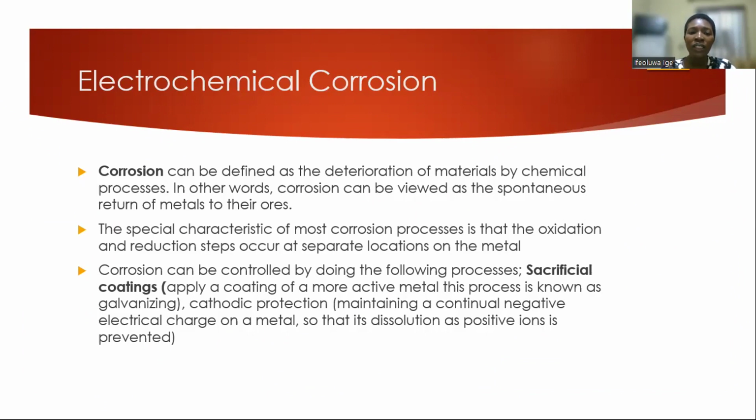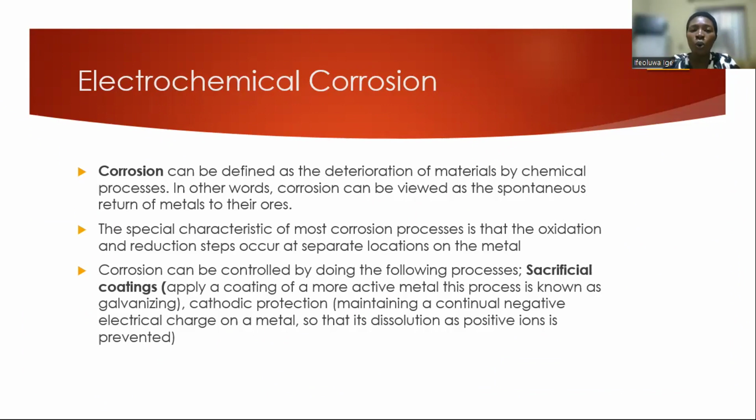The special characteristic of most corrosion processes is that the oxidation and reduction steps occur at separate locations of the metal. On that same metal, the oxidation and reduction steps operate at different locations. It might be the same metal, but at different locations on the metal.